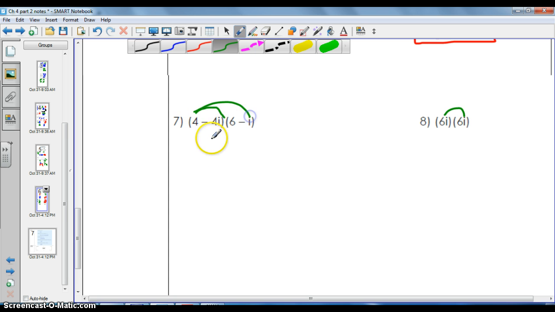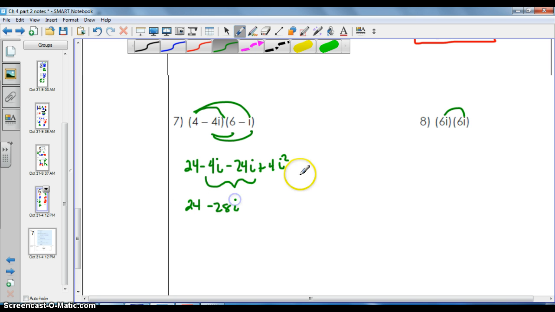So foiling on this one would wind up giving you 24 minus 4i minus 24i plus 4i squared when you take that last term times that last term there. So then we want to combine like terms there in the middle to get negative 28i. And then we're going to take plus 4 times that negative 1. So that i squared changes to a negative 1. So we have 24 minus 28i minus 4.